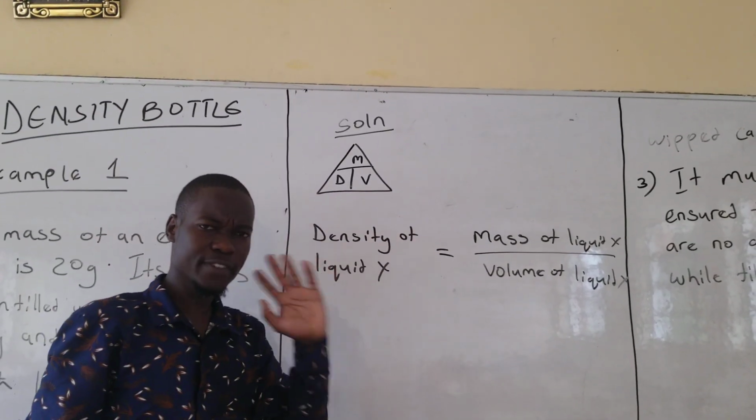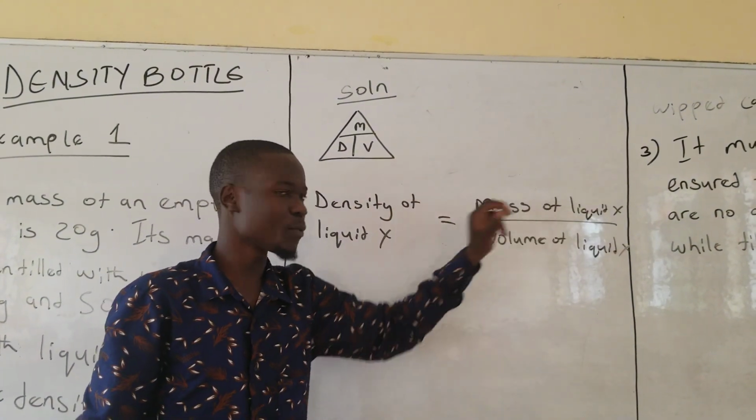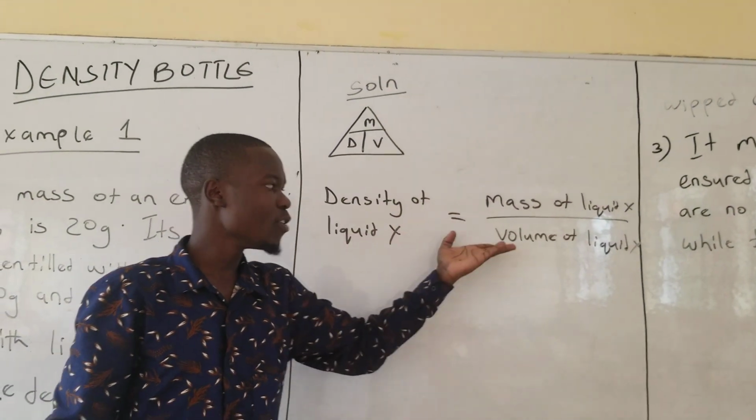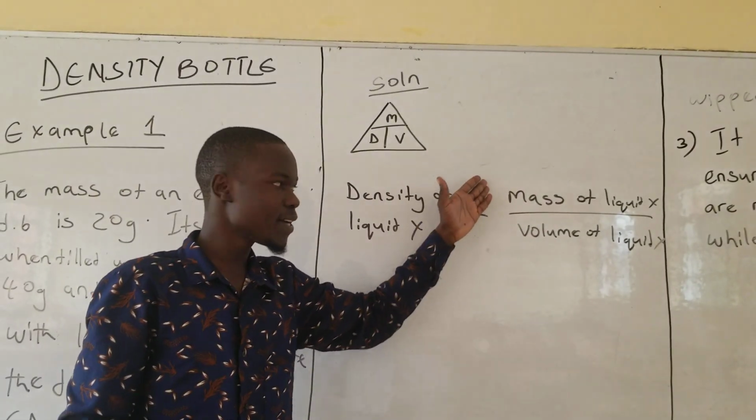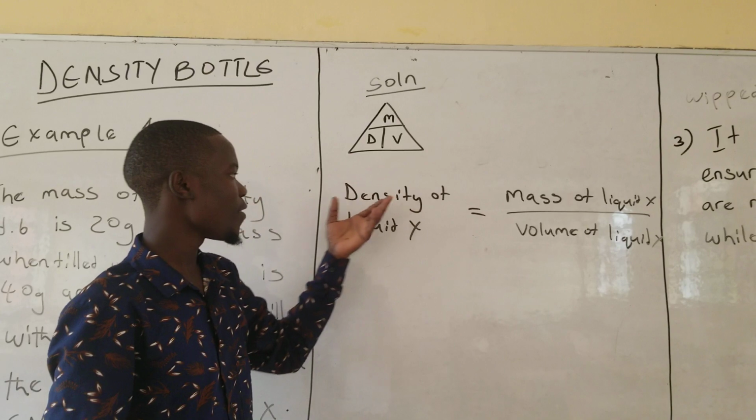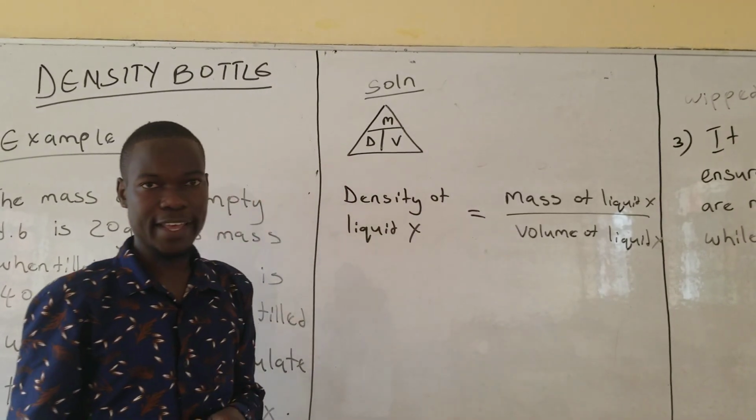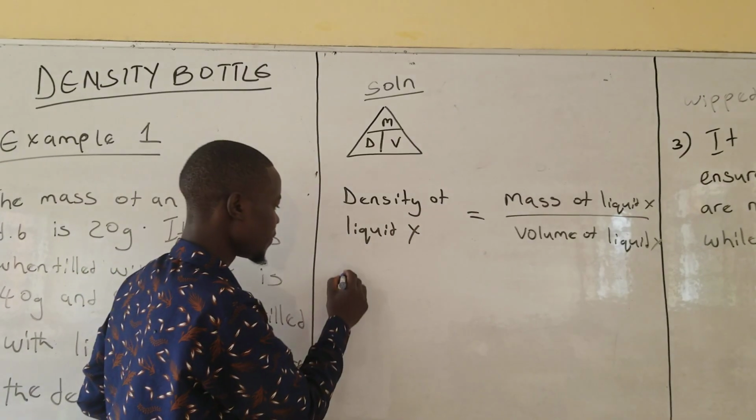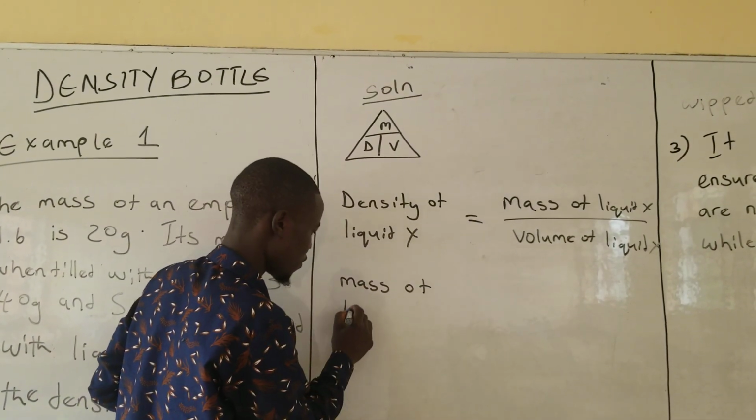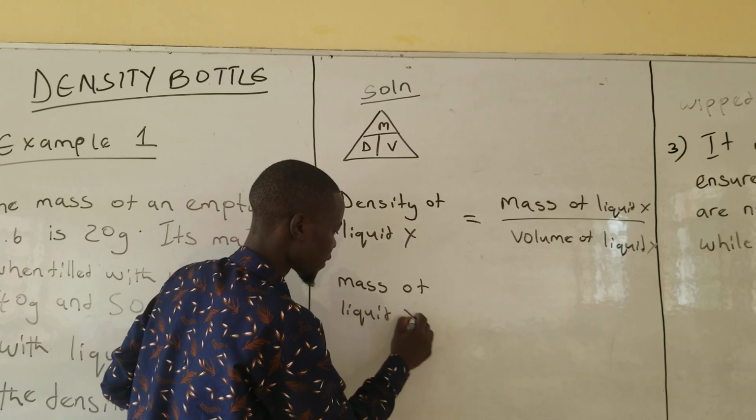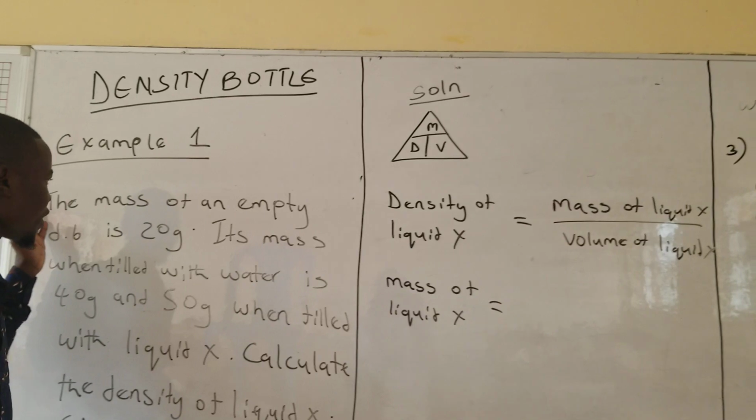So for me to proceed, I first of all have to get the mass of liquid X. And secondly, I also have to get the volume of liquid X. After getting the mass and the volume of liquid X, I'll be in a position to calculate the density of liquid X. Therefore, I want us to begin with the mass of liquid X. How do I get the mass of liquid X? Let us come back to the equation here.